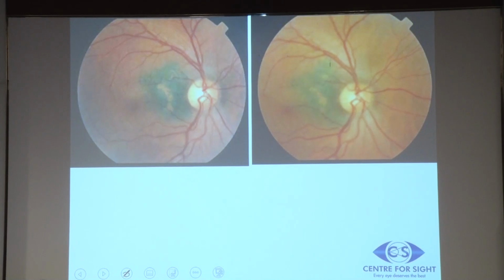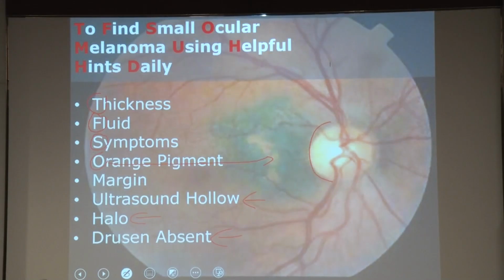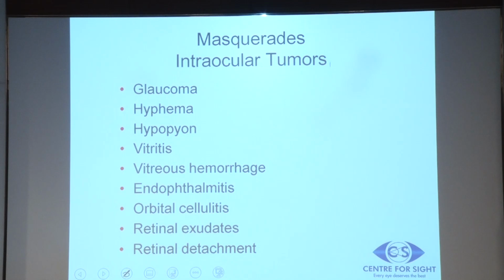So if you're looking at it and thinking that it was a nevus, over a period of time you can actually see that it has grown. This patient has all the features that have been elucidated in this slide. So if you find these features, then you should suspect that the patient actually has a choroidal melanoma. So these were the masquerades of intraocular tumors, which I tried to highlight in this short talk. Thank you so much.